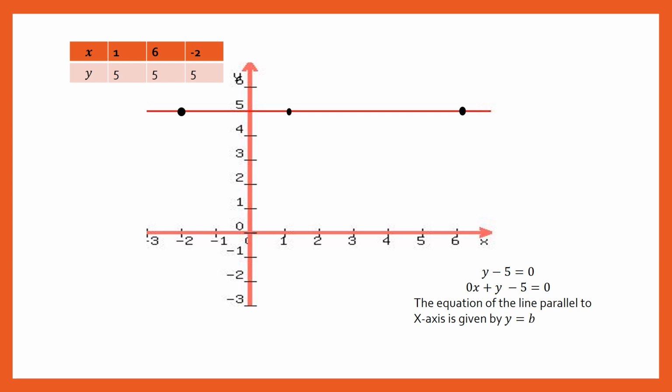Plotting these points on the graph paper, we can see a straight line which is parallel to the x-axis. Therefore, the equation of the line parallel to the x-axis is given by y is equal to b.